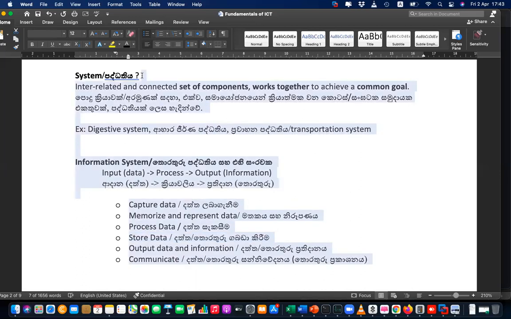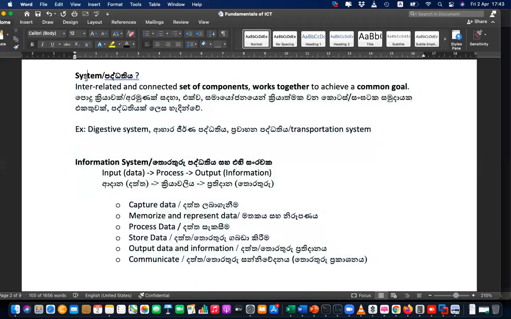So kindly write down the note from the beginning: what is a system, what is an information system, what happens in the information system, and what kind of activities are there in the information system. Kindly write this down. Meanwhile, if you have any doubt, you can ask, right? No need to write down the Sinhala one, just write the English one. In case you cannot remember the Sinhala wording, or if you are facing difficulties, then you can write down the Sinhala note too. But my recommendation is writing in English will be enough.